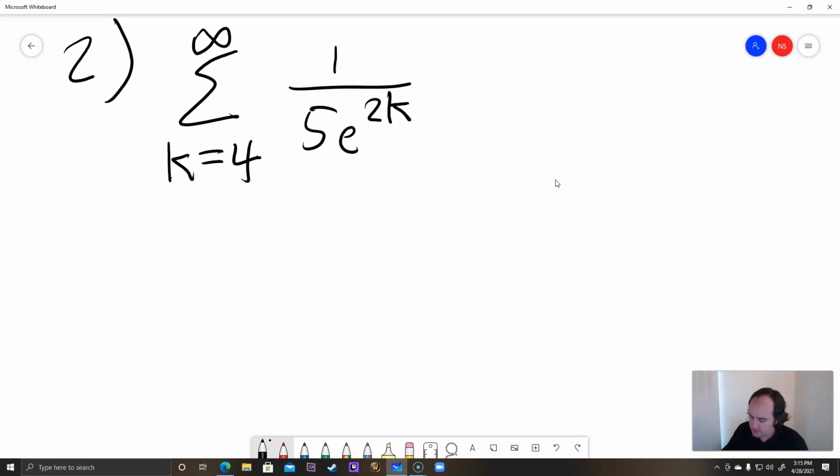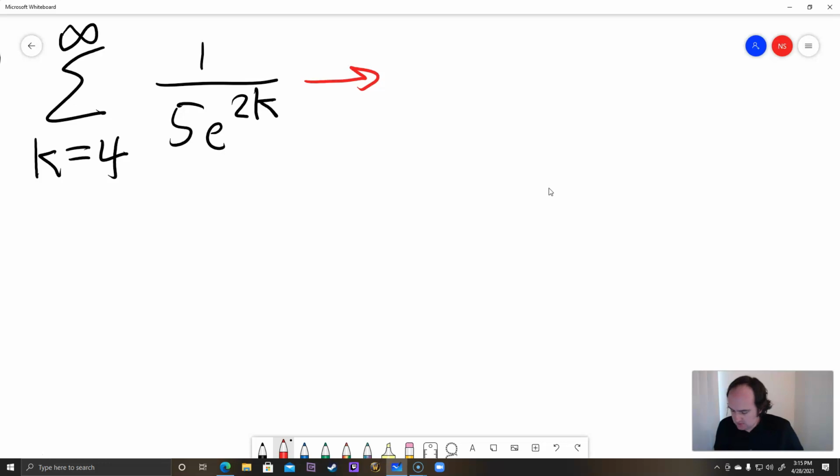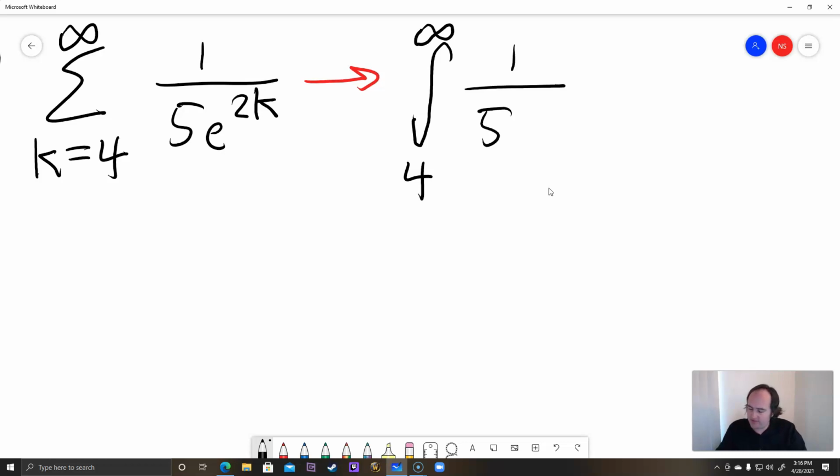Okay, so basically all we do is, just like in the last problem, we replace the letter k with x, and then we turn it into an integral. Okay, so it literally looks the same, we just replace the summation symbol with an integral symbol, and now it's in terms of x. So it's still going to go from 4 to infinity, but we're going to have 1 over 5 e to the 2x dx. So you add in a dx afterwards, otherwise you wouldn't be able to do the integral. Okay? And then you just go ahead and integrate it.